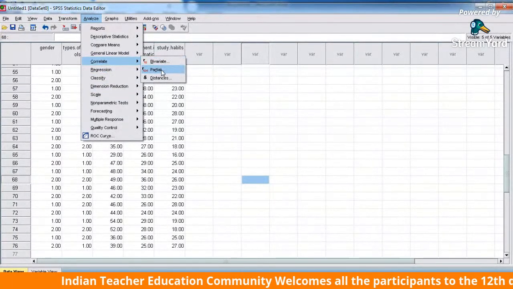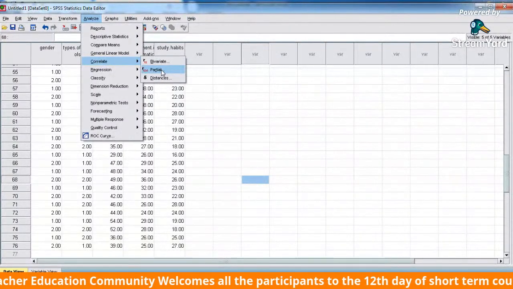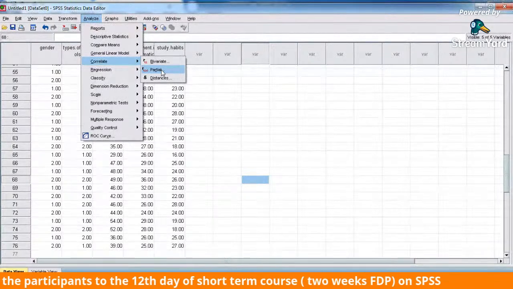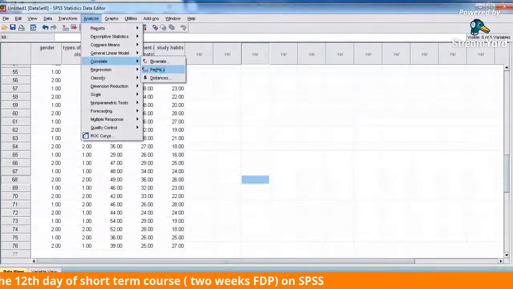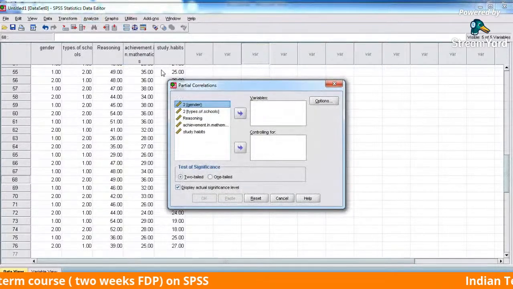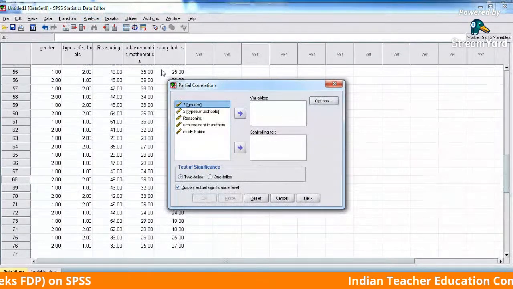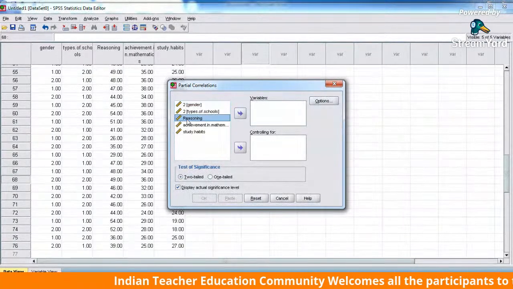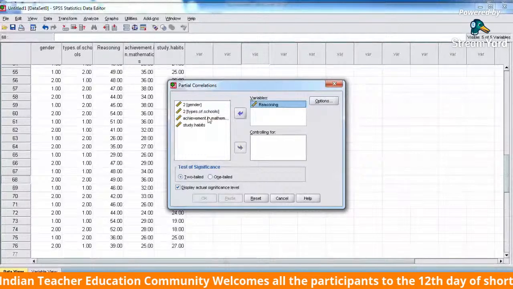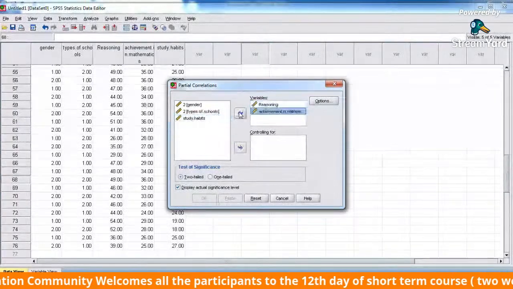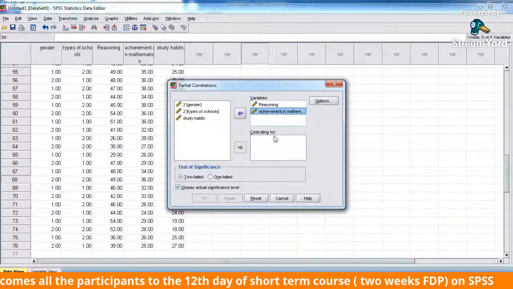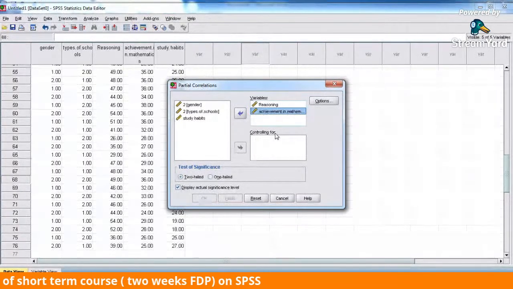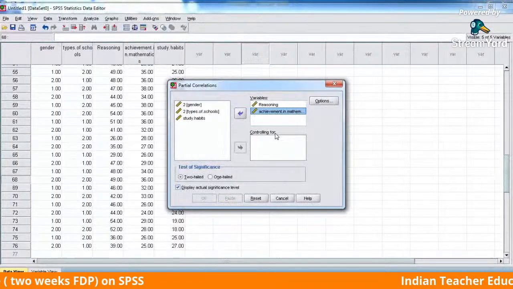Here they have not written partial correlation, they have written partial, so that's okay. They have written bivariate. Okay, so partial correlation. Now here you go. Now you wanted to find out the correlation between reasoning and achievement in mathematics and controlling for. Either you say controlling for or you say partialing out, both are the same. Meaning is the same, words are different.